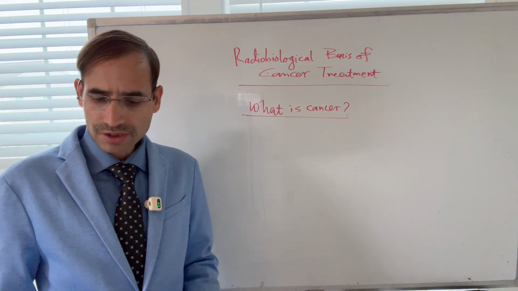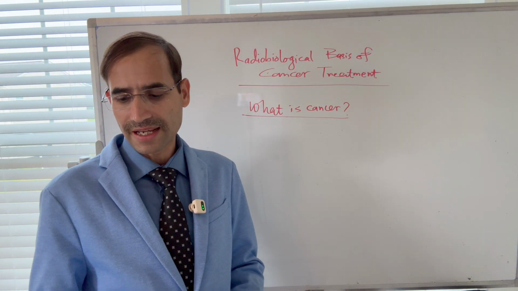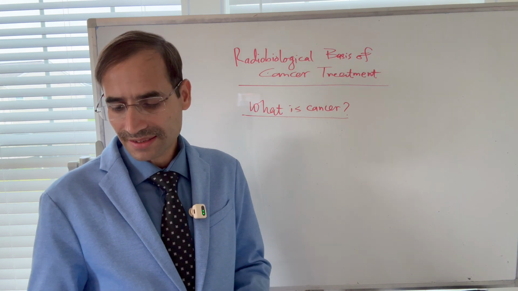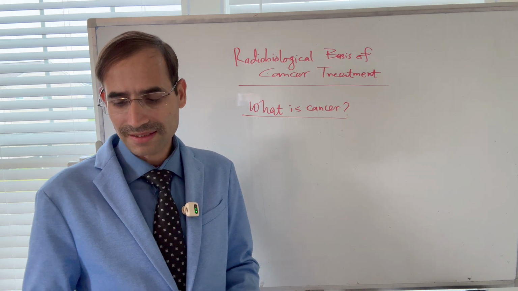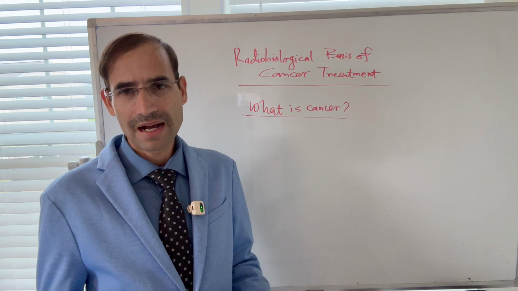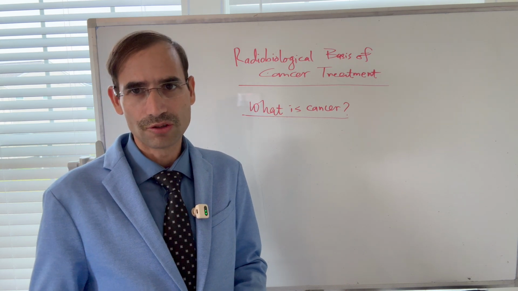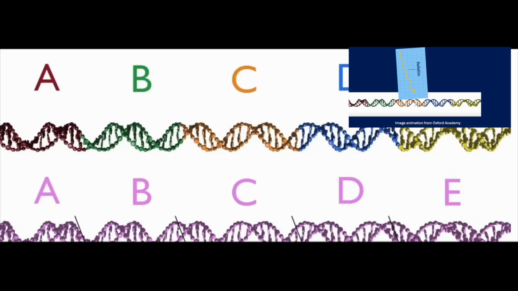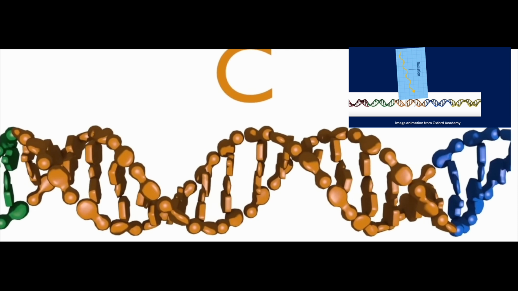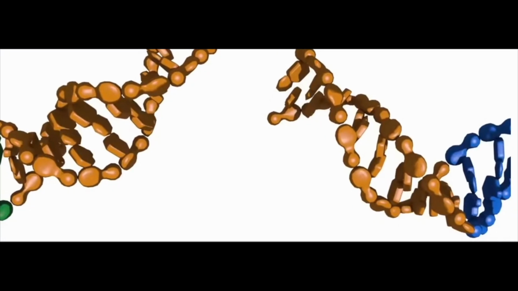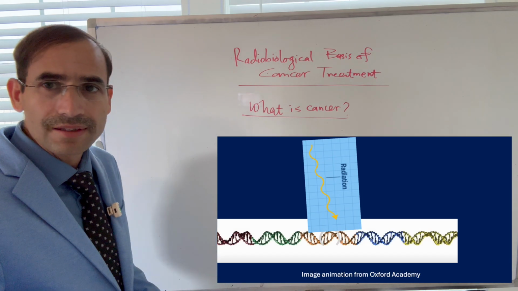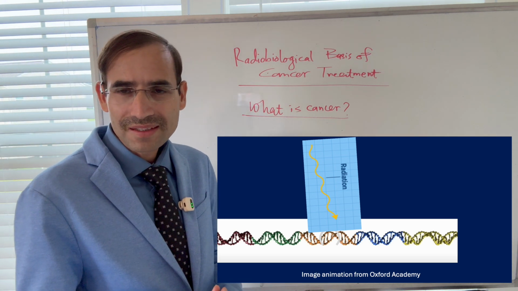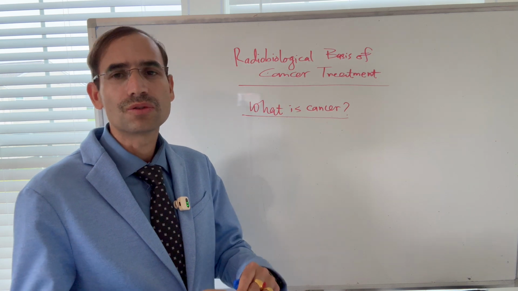So let me show you some visuals here: how the DNA strand is hit by free radicals or by radiation, how it can be damaged, and then how it can multiply and form a tumor. Let's see this visualization here. We are focusing here on the radiation effect on tumors, that's why I am not going into other topics.